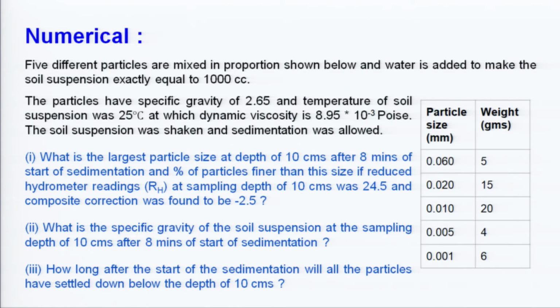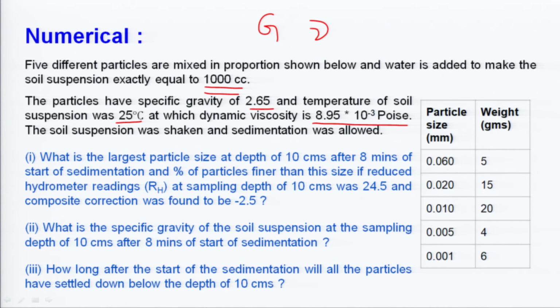Now, let us take a look at this numerical wherein 5 different particle sizes are mixed in the proportion shown below, and water is added to make the suspension exactly equal to 1000 cc. So, the soil suspension is equal to 1000 cc. The particles have a specific gravity of 2.65, that is G is given to you as 2.65, and the temperature of the soil suspension was 25 degrees Celsius, at which the dynamic viscosity, the value of nu, is given to you as 8.95 into 10 to the power minus 3 poise. The soil suspension was shaken and sedimentation was allowed.